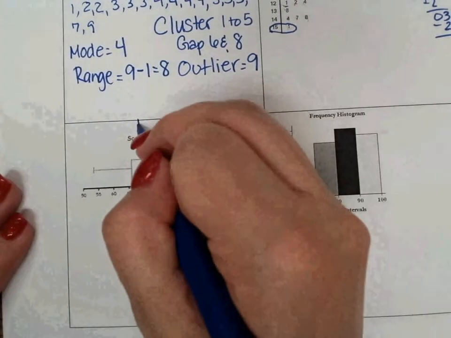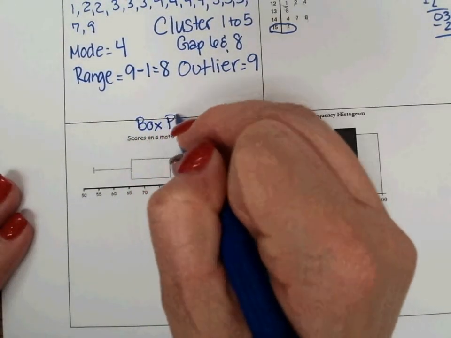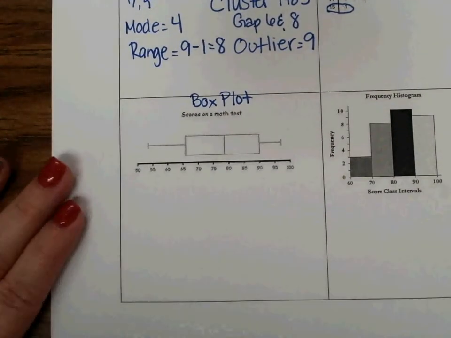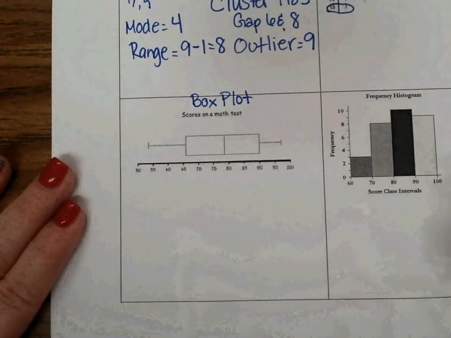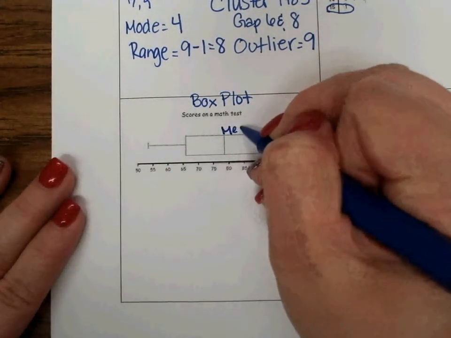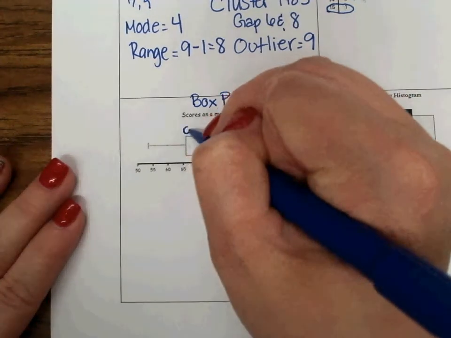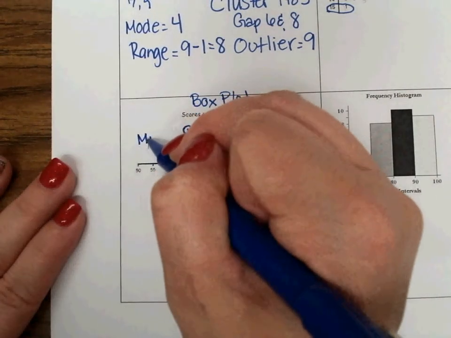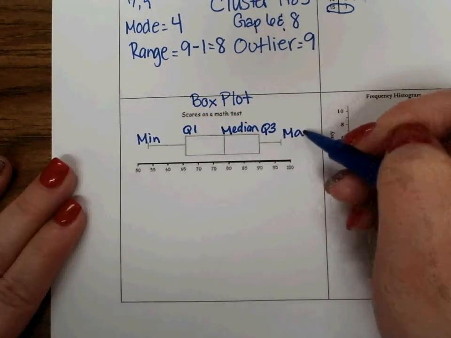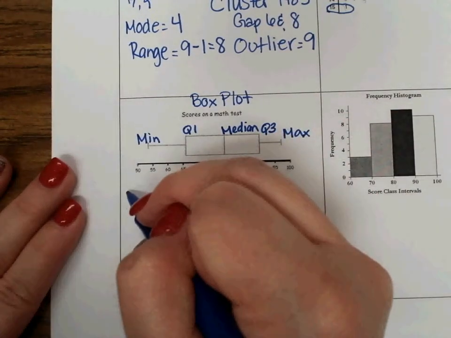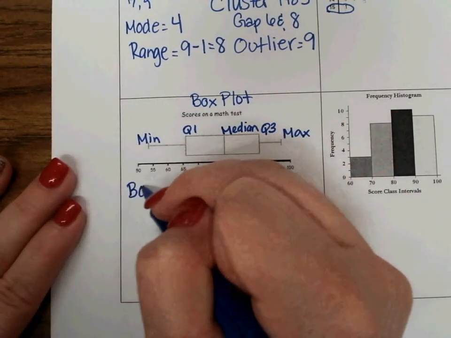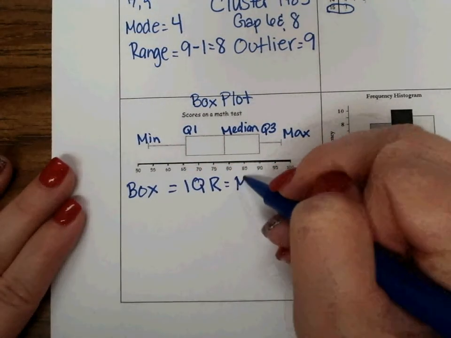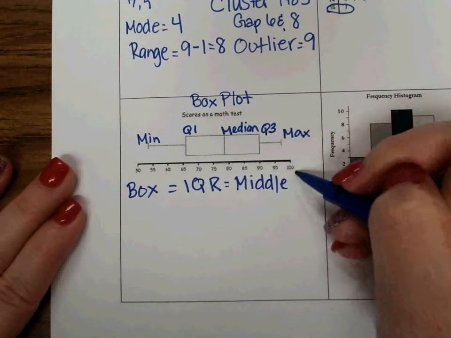Okay, so up here we have the box plot. The box plot is made up of 5 data points. You already have a good box plot that should have these listed, but this middle is the median. This is Q1, this is Q3, this is my min, and this is my max. The box is the interquartile range, so the box equals the IQR. That's where your middle 50% of your data is.